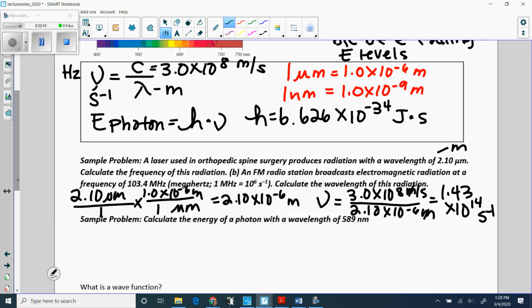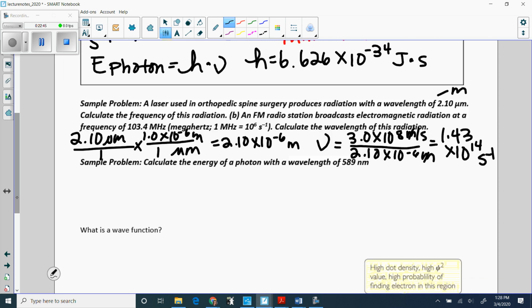So calculate the energy of a photon with a wavelength of 589 nanometers. That has to be meters. Everything has to be meters. So 589 nanometers over 1 times 1. Nanometers on top means nanometers on bottom. 1 nanometer is 1.0 times 10 to the negative 9 meters. So 589 times 1 times 10 to the negative 9.